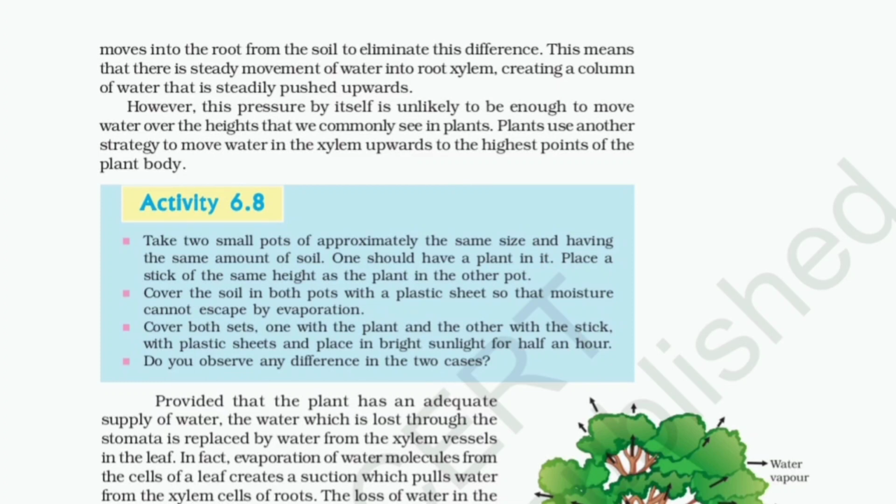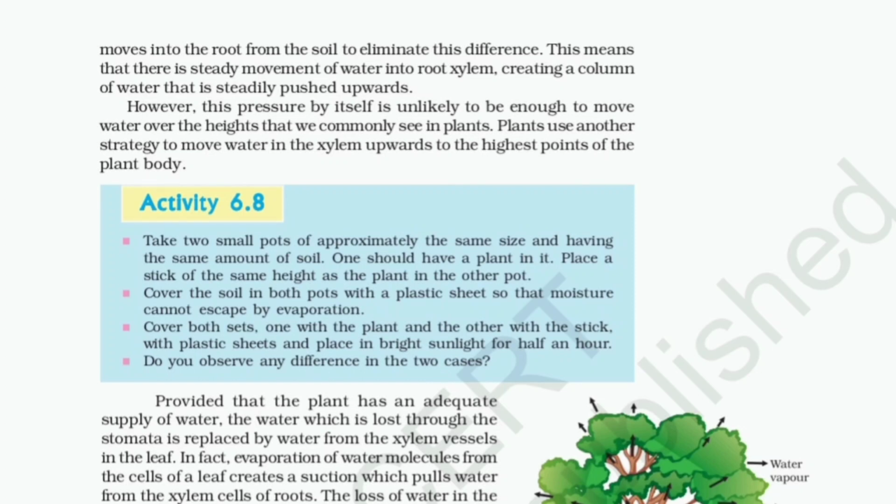Activity 5.8. Take 2 small pots of approximately the same size and having the same amount of soil. One should have a plant in it. Place a stick of the same height as the plant in the other pot. Cover the soil in both pots with a plastic sheet so that moisture cannot escape by evaporation. Cover both sets, one with the plant and the other with the stick, with plastic sheets and place in bright sunlight for half an hour. Do you observe any difference in the two cases?